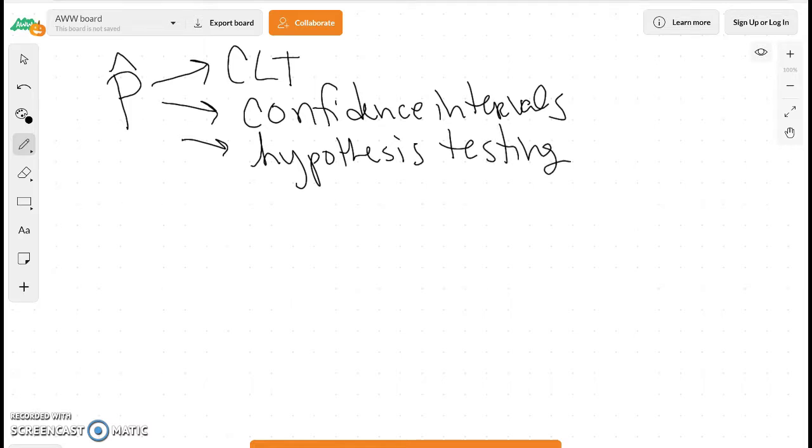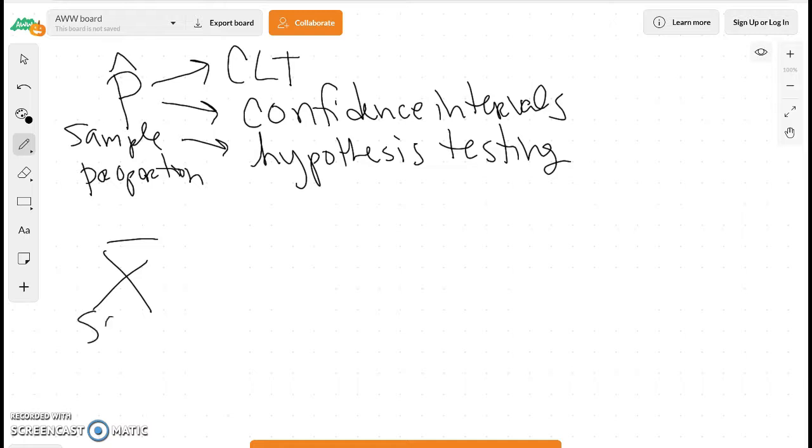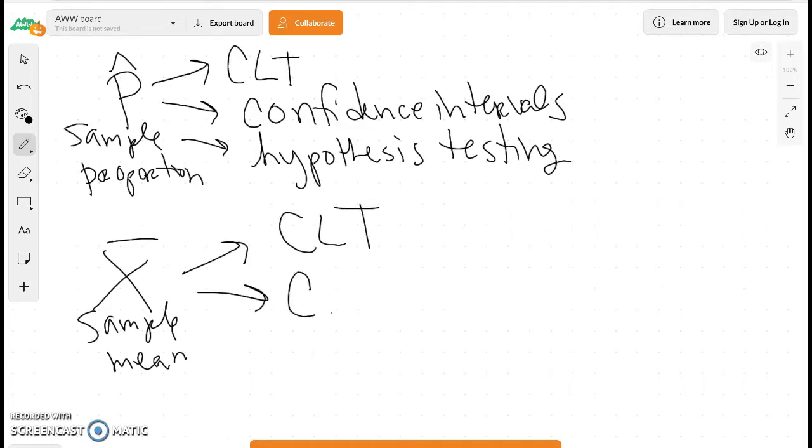Now we're going to do exactly the same thing, but with x bar. So remember, p hat was sample proportion, and x bar is what do we call? Sample mean. So now what we want to figure out with the sample mean, we are going to do exactly the same thing. Find the CLT: what does the central limit theorem for x bar say? Find a confidence interval, a CI, and a hypothesis test, HT.